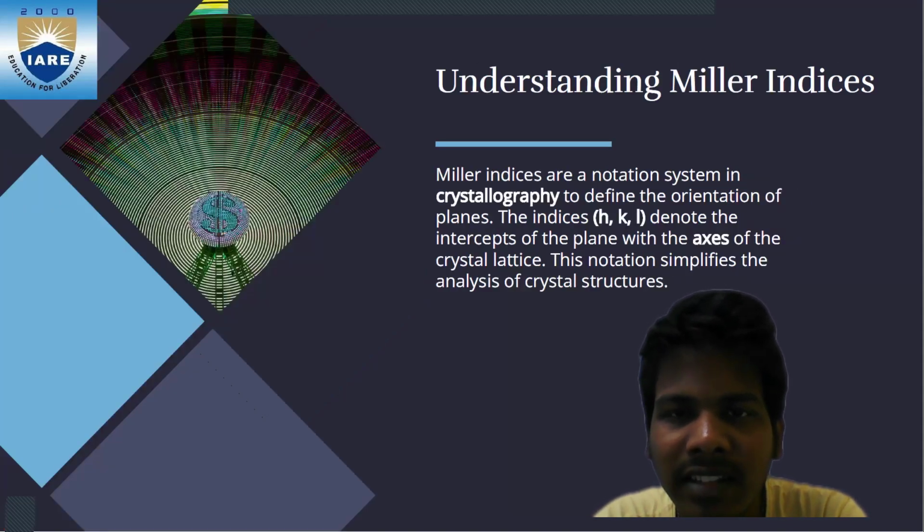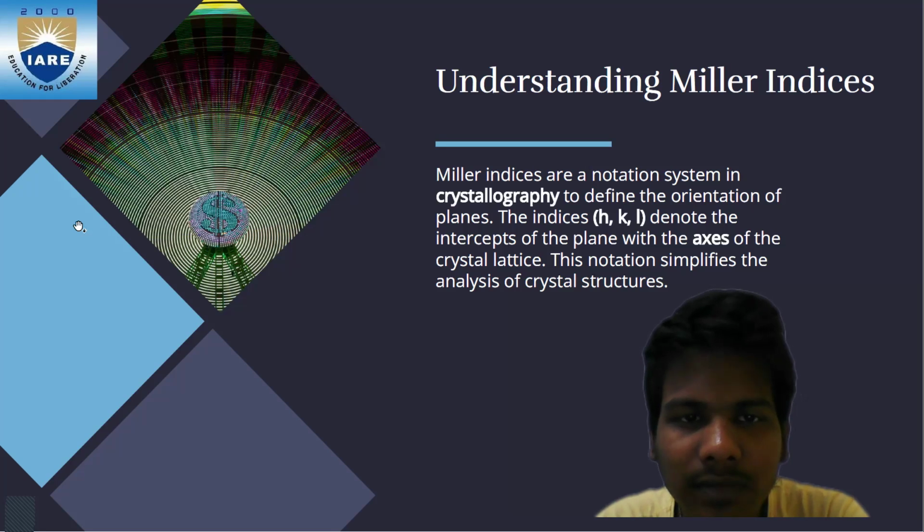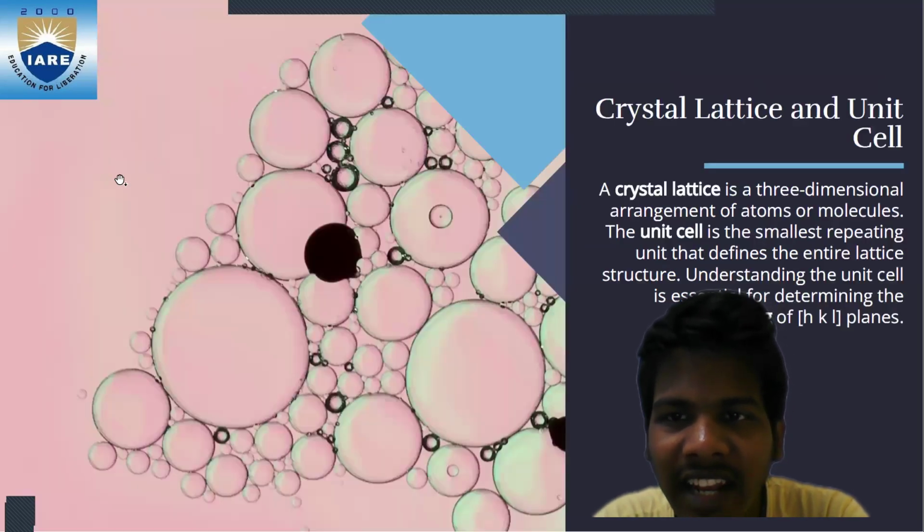Understanding Miller indices. Let us try to understand what exactly the Miller indices are. Miller indices are a notation system in crystallography which is used to define the orientation of planes. The indices h, k, l denote the intercepts of the plane with the axes of the crystal lattice. This notation simplifies the analysis of crystal structures.